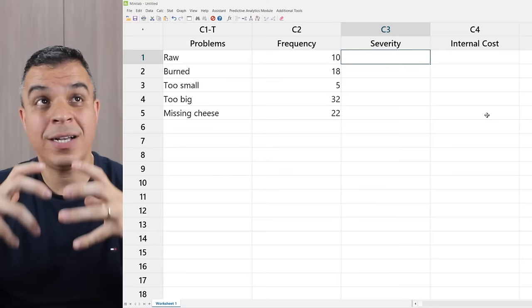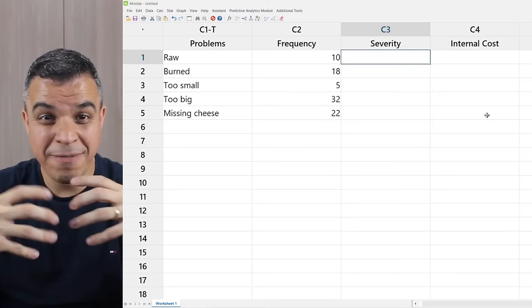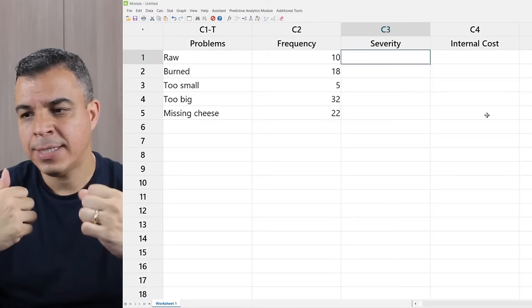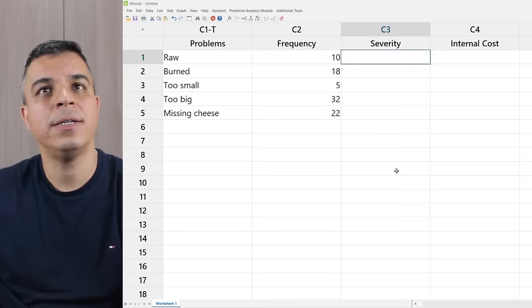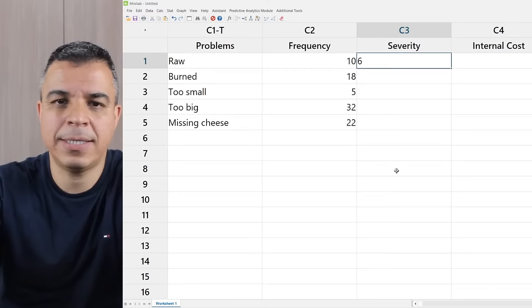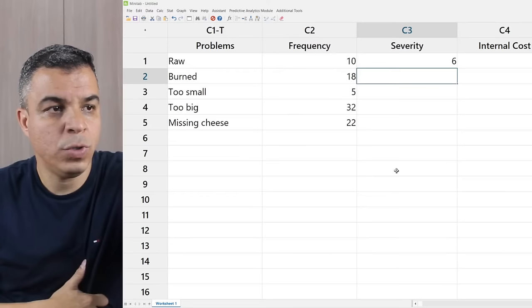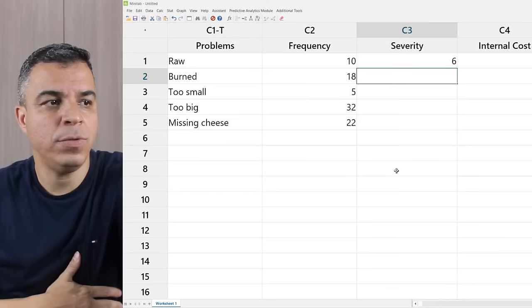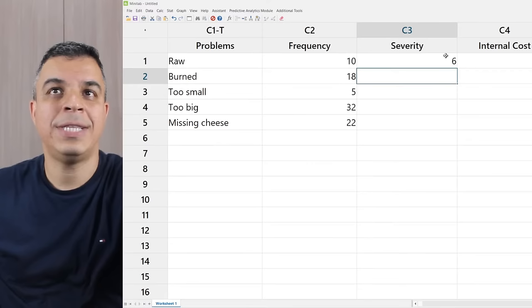So when a customer takes a raw cheese bread, what's the severity? It's qualitative. We can scale that qualitatively. I would say that for raw cheese bread the severity is a 6, because the customer will complain, you need to scrap this cheese bread, and then you need to substitute it with another cheese bread. So let's say on any scale from 1 to 10, it's a 6.